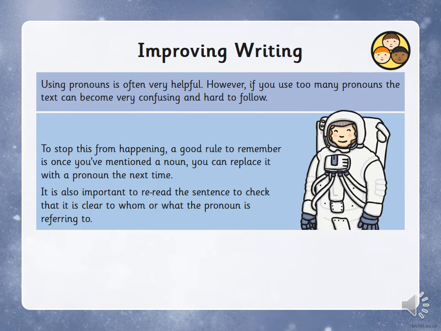Okay, so using pronouns is often very helpful. However, if you use too many pronouns, the text can become very confusing and hard to follow. To stop this from happening, a good rule to remember is once you've mentioned a noun, you can replace it with the pronoun the next time. It is also important to reread the sentence to check that it's clear to whom or what the pronoun is referring to. So it's also very important to not overuse it.